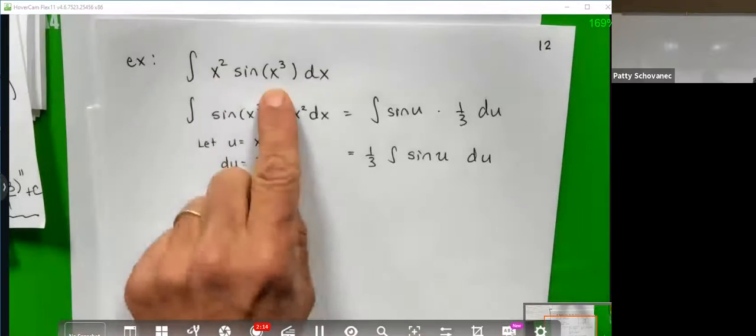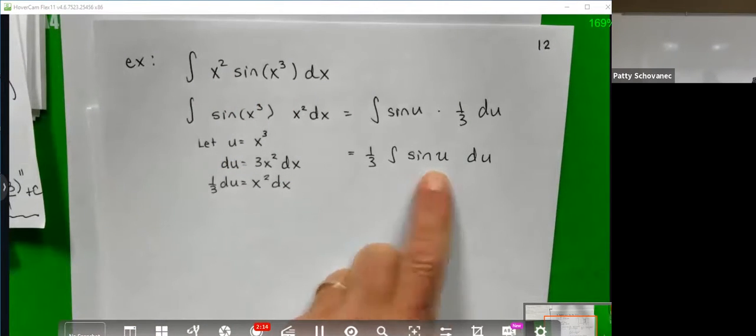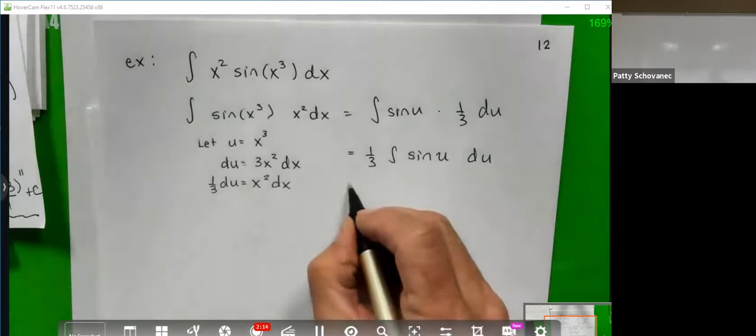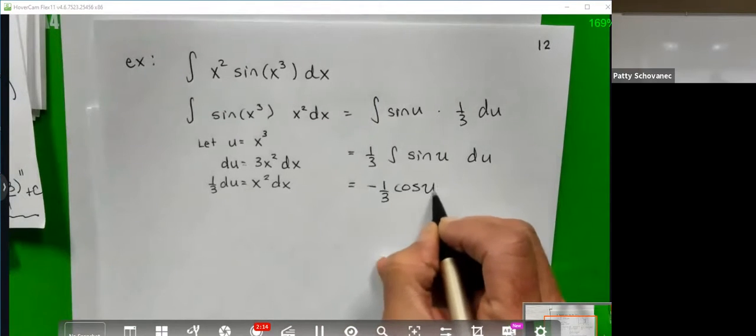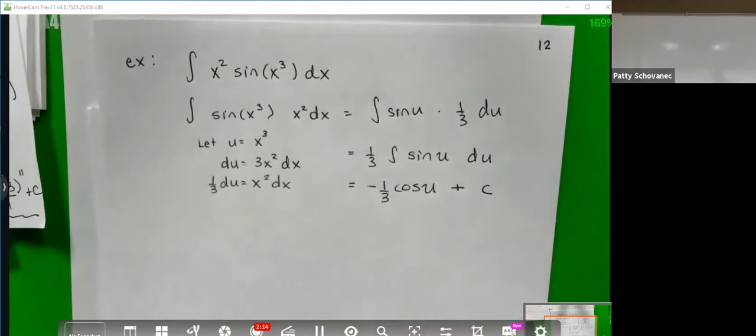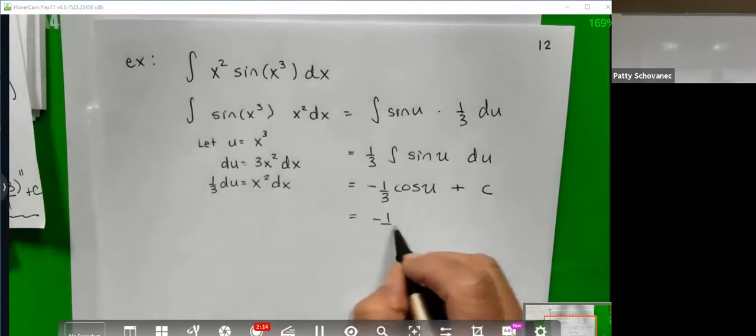So I've tricked this product into being this fundamental integral. The integral of the sine of u was the one that was minus the cosine of u. When you've got the antiderivative, you tack on the plus c. But one additional step is to replace the u back with the x cubed.